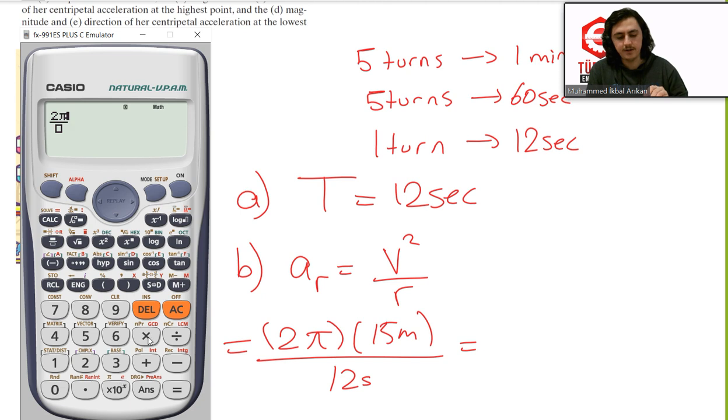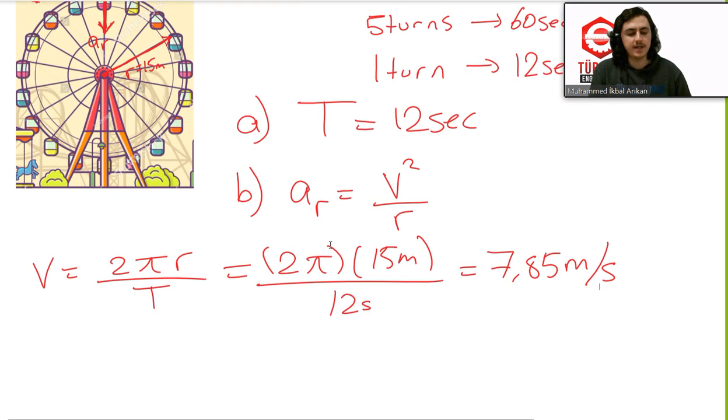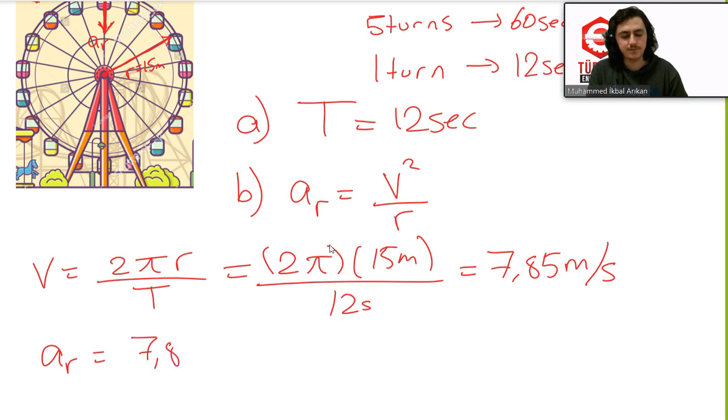2 pi r, which is 15, divided by 12 seconds, will give me 7.85. This is the velocity, in meters per second. So how can I calculate the radial acceleration? It will be just this one squared divided by our radius, which is just 15 meters. And this is meter per second squared. Meter squared per second squared divided by meter will give me meter per second squared.